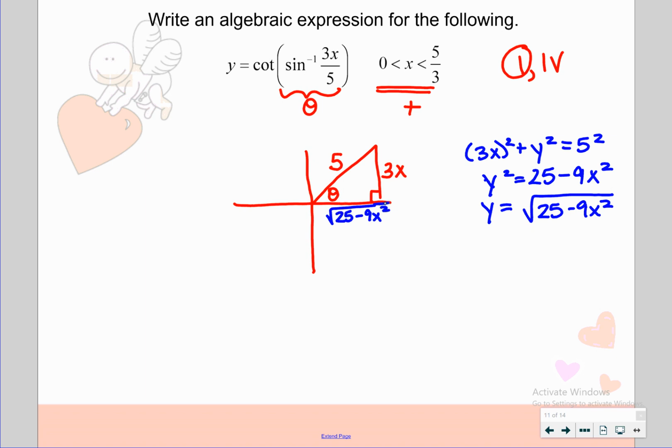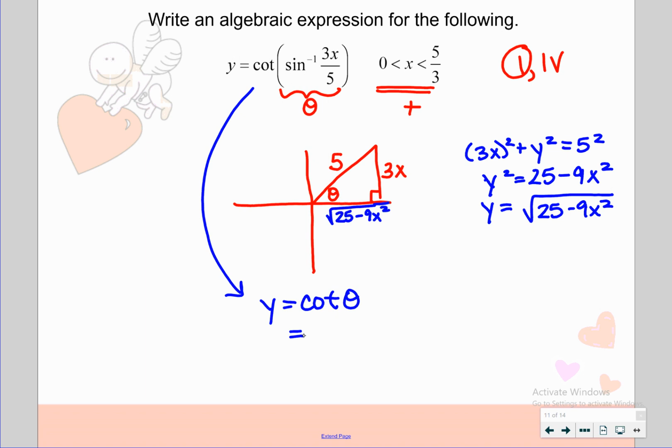All right, so I have all three sides. It's a little gross, but I have all three sides. So now if I go back to my original problem, y equals cotangent, and then I'm going to replace that inverse sine of 3x over 5 with just theta, because that's what we drew, theta. And now you need to find the cotangent of theta with this triangle. So how do you find cotangent? What two sides?